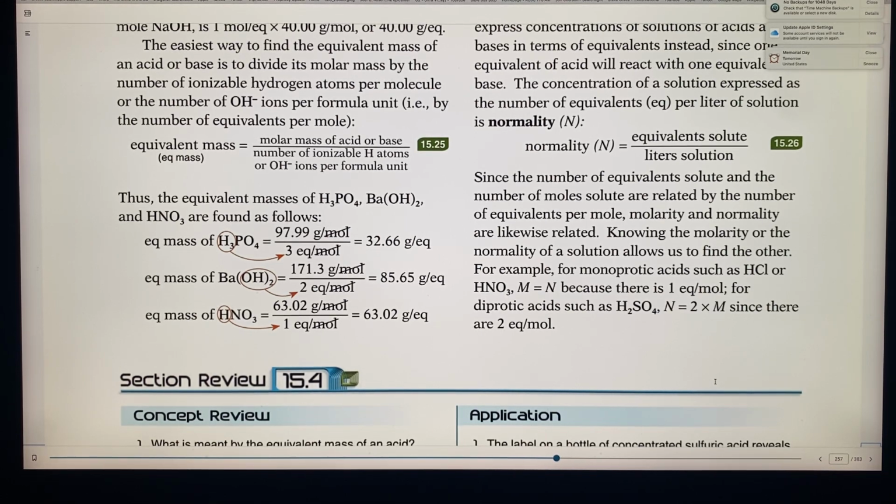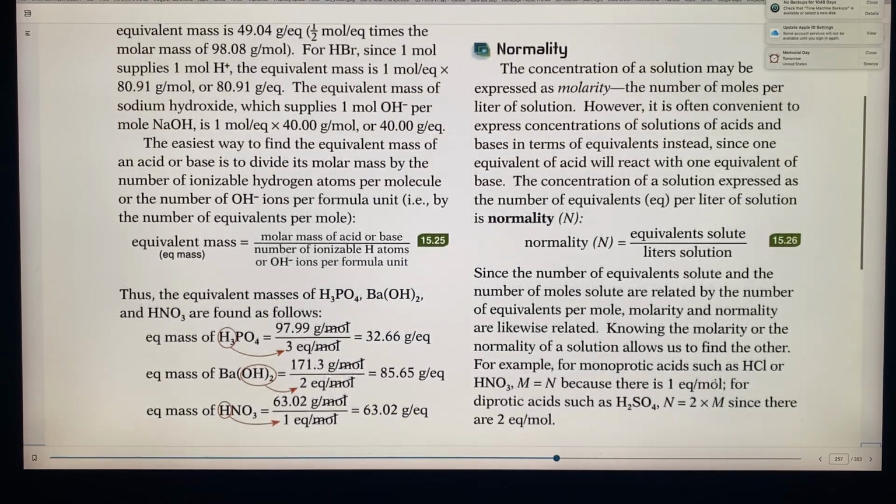Equivalents are mainly dealing with molar mass, but dividing them by the number of ionized H or OH. Here's H and OH. Divide them by that. It's either going to be 1, 2, or 3, this bottom number. And dividing them out, we'll get the equivalence.